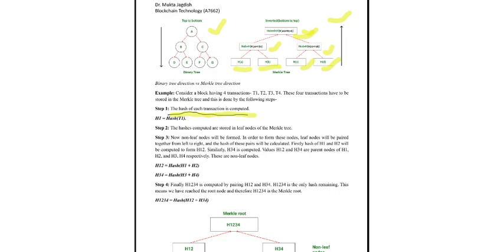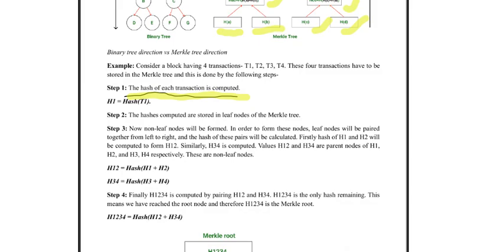The hash of each transaction is computed, h1 equal to h of T1. Similarly, h2 and so on. I think it is visible more clearly now. Okay, so the hashes computed are stored in the leaf nodes of the Merkle tree, h1 to h4, and that comes under step 2.